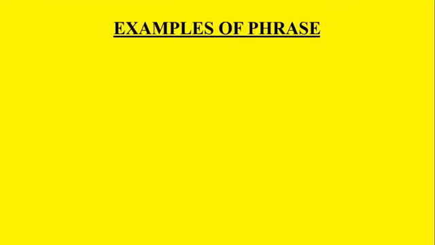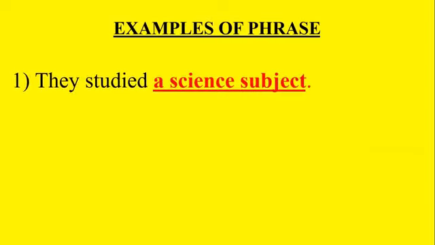Now, examples of phrases. Let's look at some examples of phrases. Number one, they studied a science subject. They studied a science subject. The underlined expression, a science subject, is a group of words. There is no verb there. So it is a phrase and it doesn't make a complete sense.